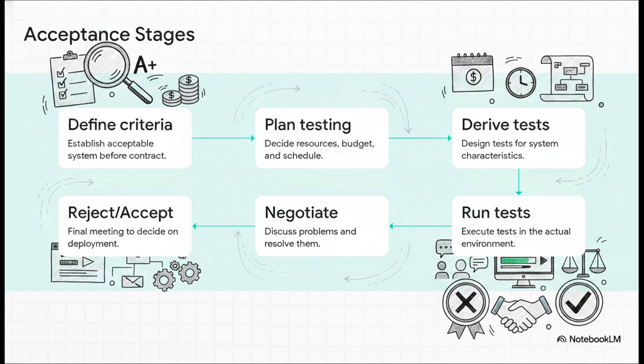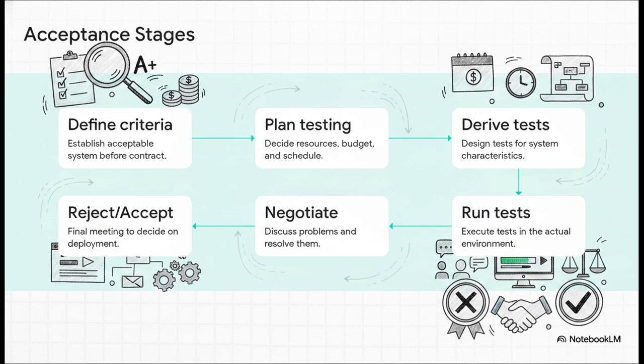Stage 1 is define criteria. Now this should ideally happen way early on, even before the contract is signed, so everyone knows exactly what constitutes an acceptable system. Stage 2 is plan testing, where we hash out the resources, the time, the budget, and the schedule. Stage 3 is derive tests. This is where we design the specific tests to check both the functional and non-functional characteristics of the system.